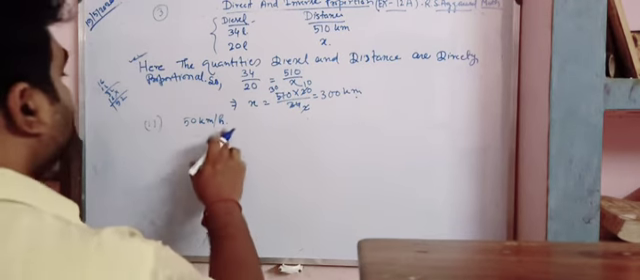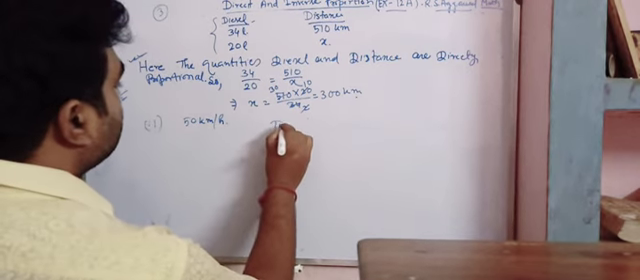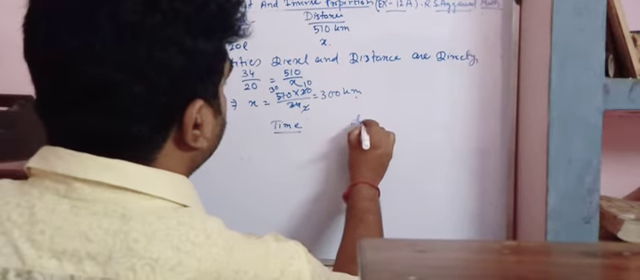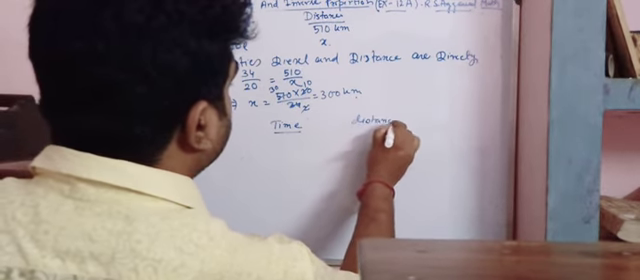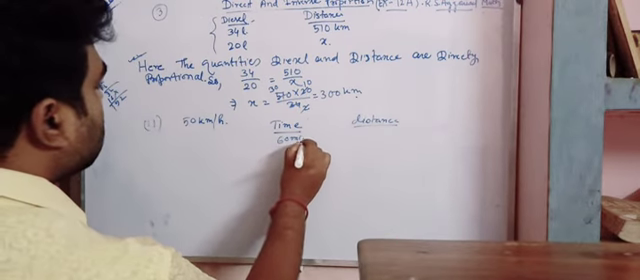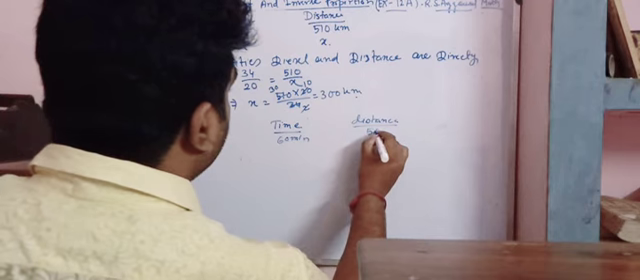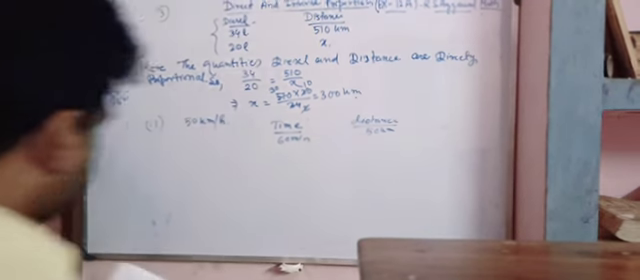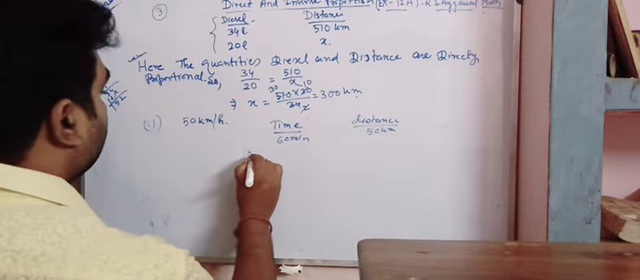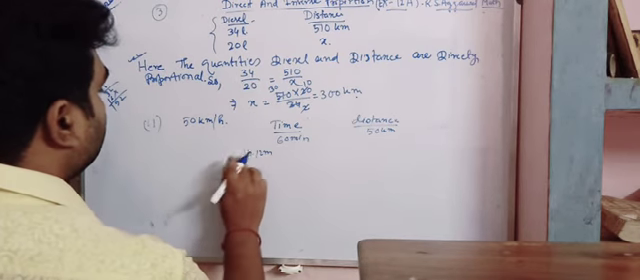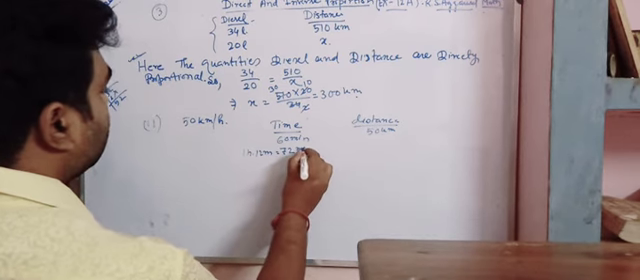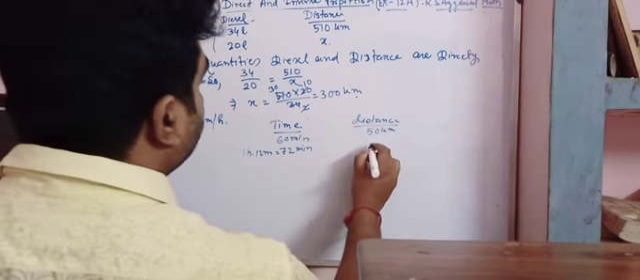Okay. So here, time and distance. Time is equal to 60 minutes. Distance is equal to 50 km. Now here the time given is 1 hour 12 minutes. That is 1 hour 12 minutes means 72 minutes. What will be my distance?